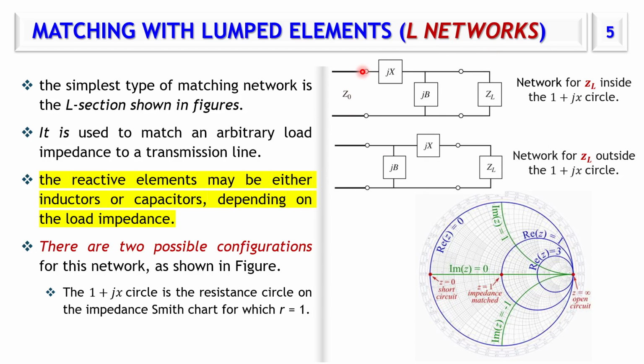Why is it called the L network? Because it looks like a flipped L, an upside down L. It is composed of two reactive components arranged this way or arranged that way. And when we describe the matching network, we're going to use the Smith chart extensively. Why? Because as we said when we studied the Smith chart, it gives us a lot of insight into the problem, the physics of the problem, in contrast to the analytical solution.